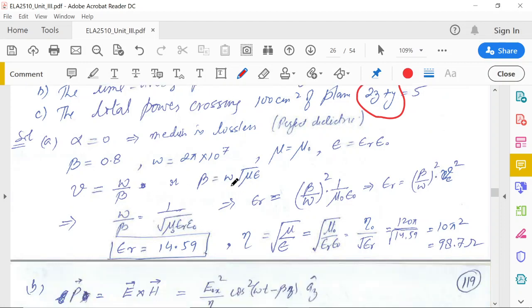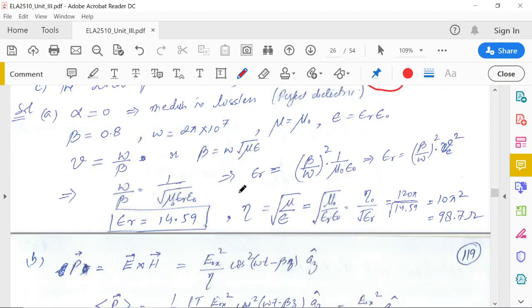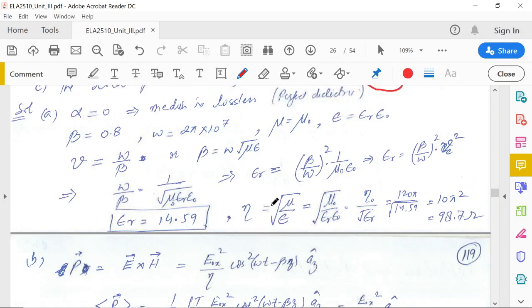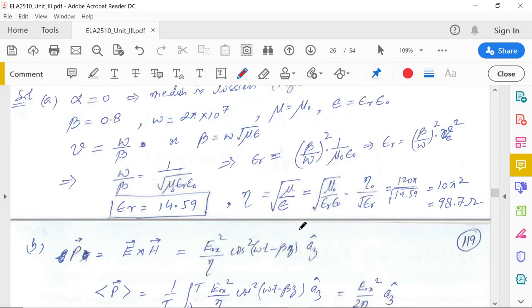So you can have beta equals omega under root mu epsilon, and you can find all those things using the expression. You can find the epsilon r here, 14.59. Now eta for the lossless medium is just given by root of mu over epsilon, and mu is the same as mu naught, where epsilon is epsilon r epsilon naught. You can find this one. So eta is 98.7, so the intrinsic impedance is 98.7 ohms.